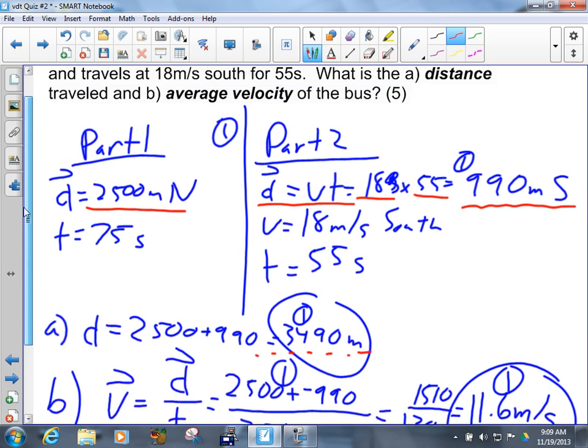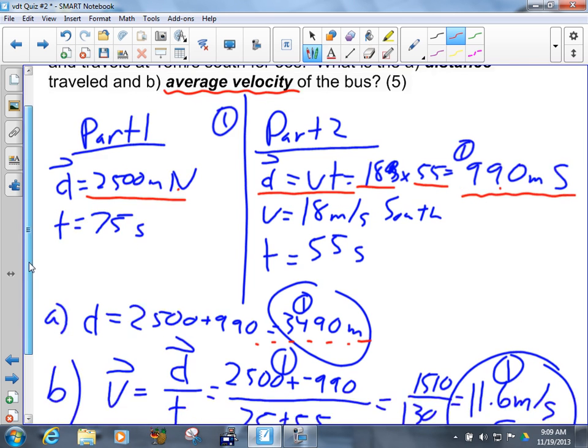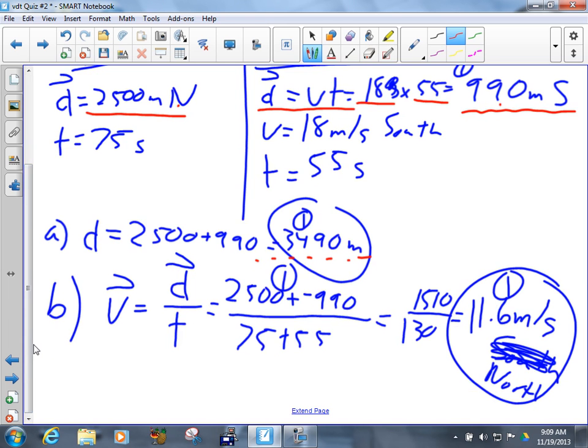The next 2 marks are for calculating the average velocity. If I want average velocity, I need total displacement and total time, because displacement is vector and goes with velocity. So now, the fact that this 2,500 meters is north and this 990 meters is south becomes important. So my next step is that I have to go 2,500 minus 990 over the total time, 75 plus 55. So if they showed somewhere along the way either 1,510 over 130, or this operation that I have here, either way, give them a mark if they knew that they had to subtract or add a negative there in order to get the total displacement.